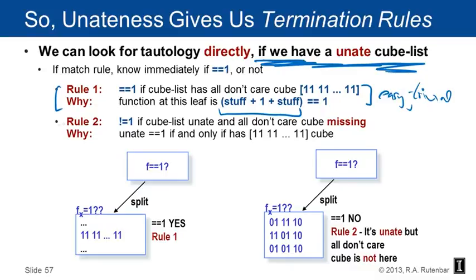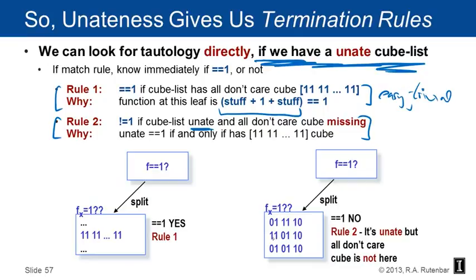Rule 2 is the interesting one. Rule 2 is the flip of that. It's not 1 if the cube list is unate and the all don't care cube is missing. Right? So you go check and you see if the cube list is unate, and then you know that if the all don't cares cube is not there, it cannot be a tautology, and you can quit right now. You don't have to recurse.